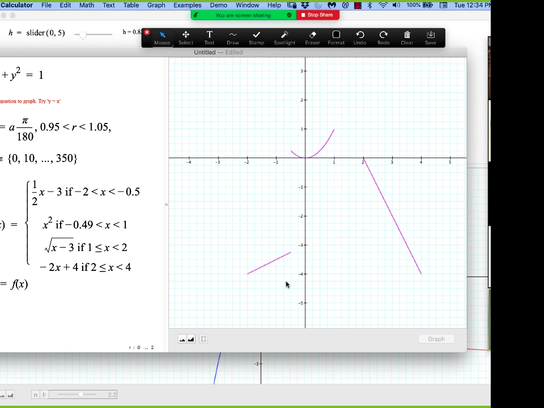Okay. All right. So that's a piecewise function. And so, one more feature of this is, say I wanted, let's see, at 0, say I want to take this all the way to 0.